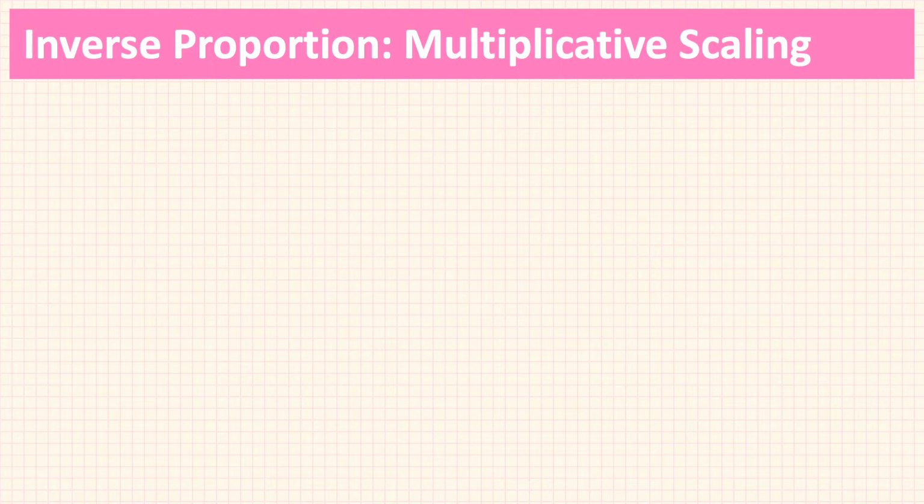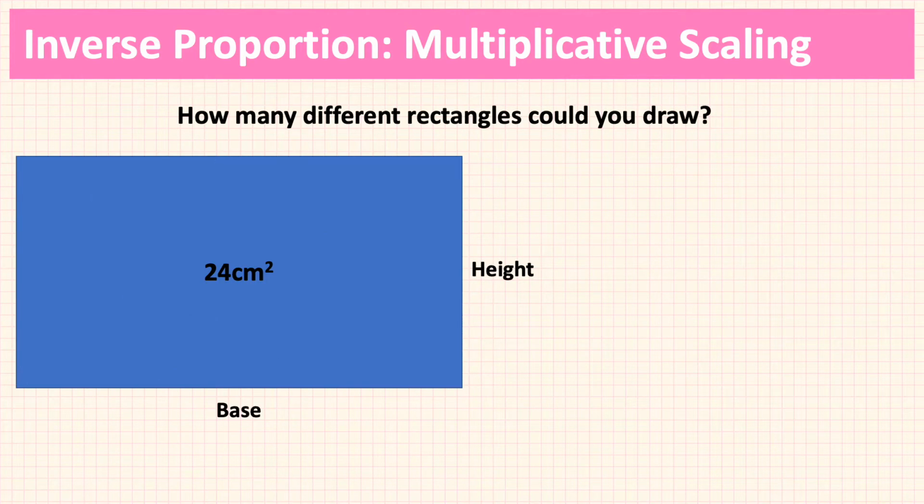Okay, so I've got a question for you first of all. The question is, looking at this rectangle, which has an area of 24 centimetres squared, how many different rectangles could you draw? How many different variations of the base and the height could you have to form a rectangle with an area of 24 centimetres squared? If you're confident you know what you're doing, please press pause now and have a go. I'd like you to come up with as many as you can. If you do need a bit of a hint, please keep watching and I will explain a little bit further now.